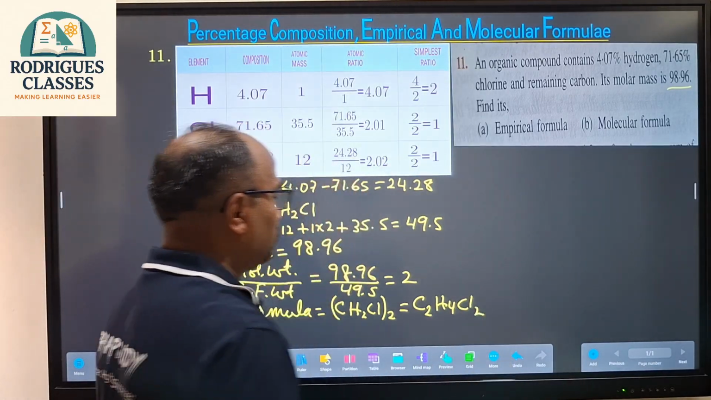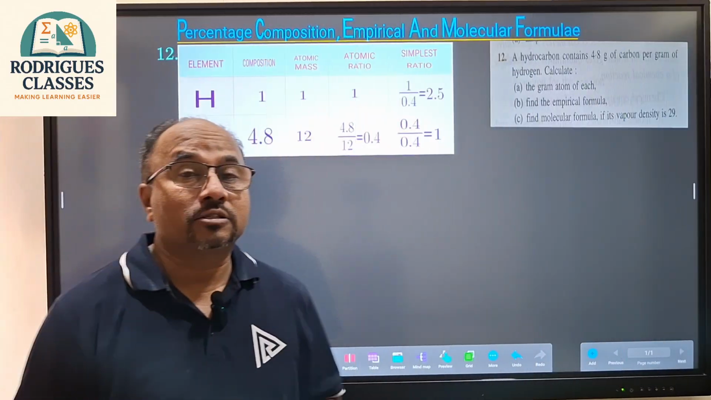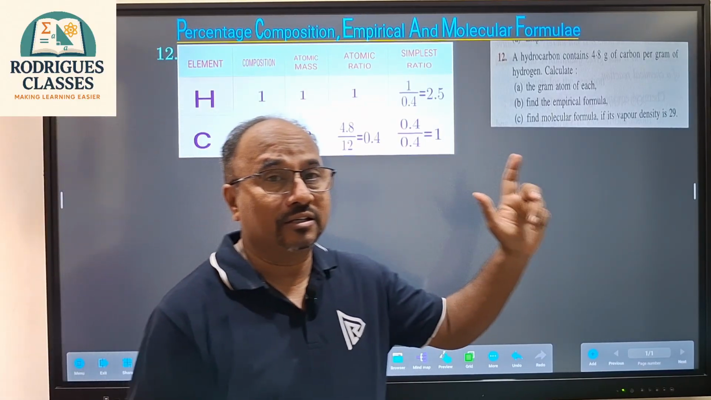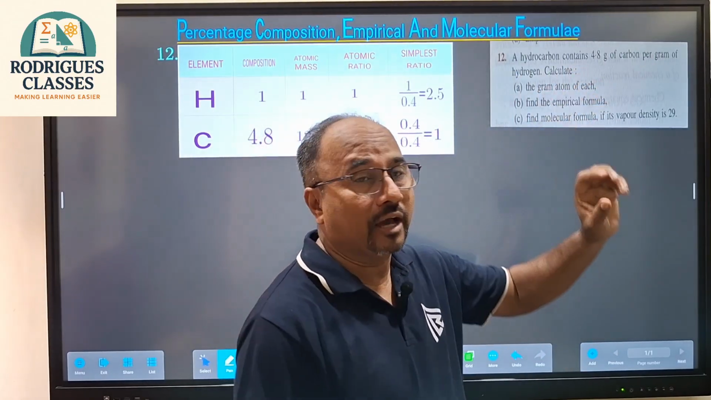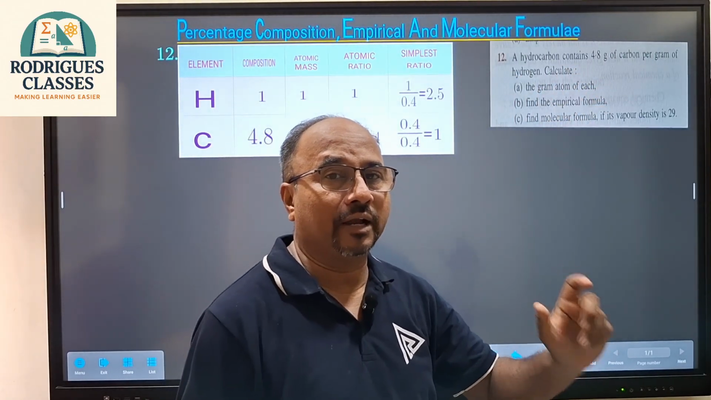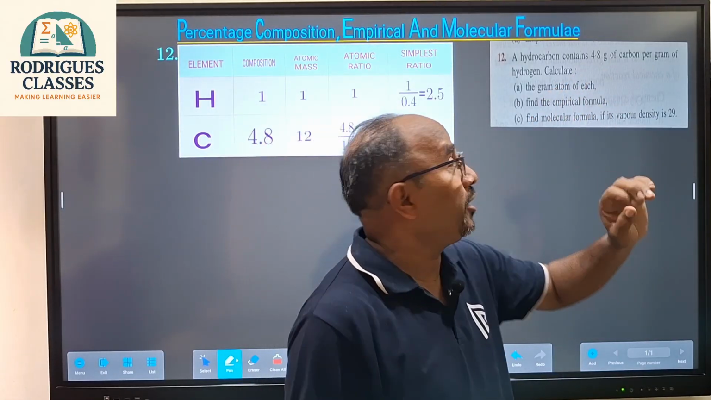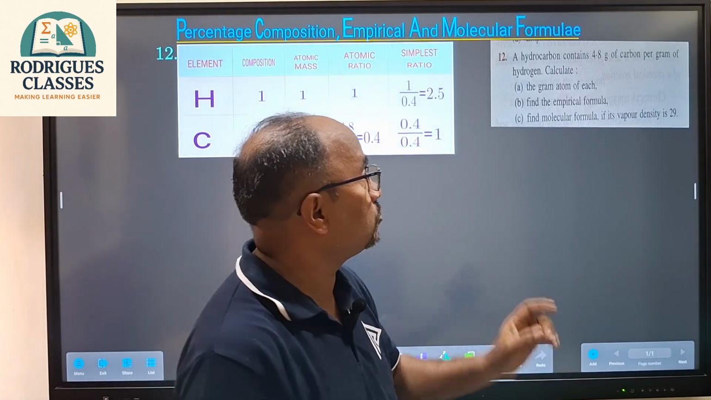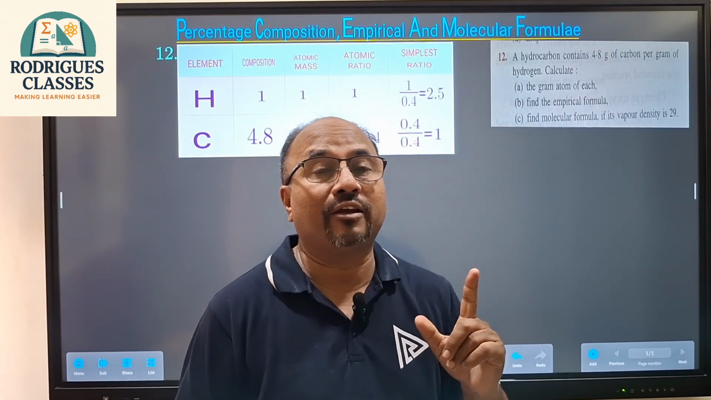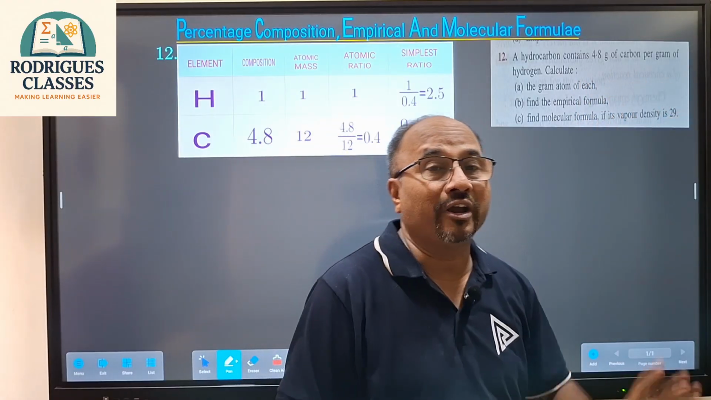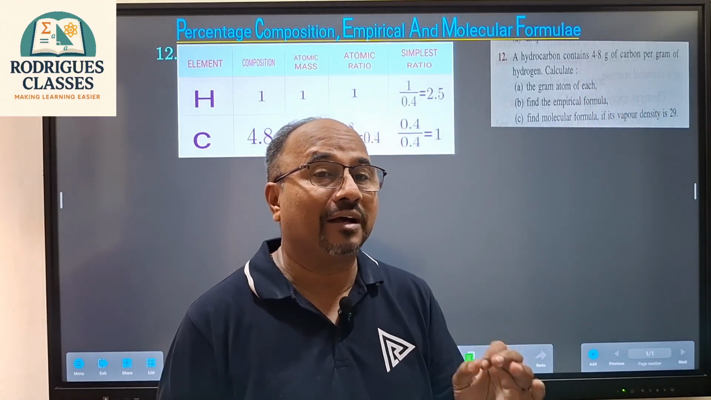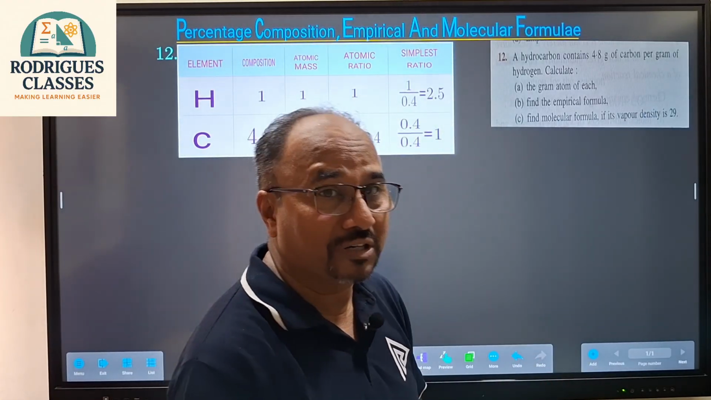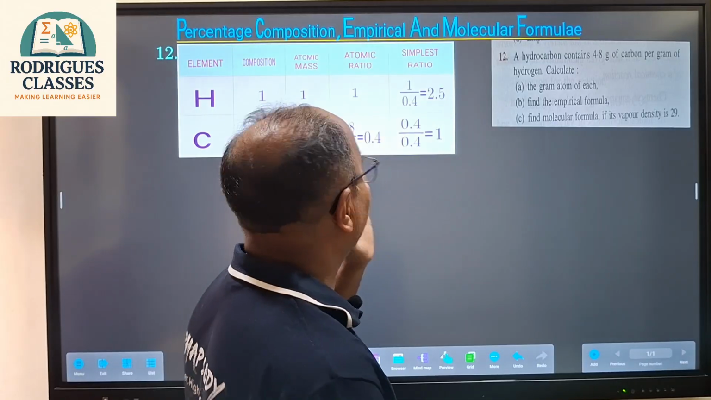Now let us come to numerical number 12, which is slightly different. So take a look and understand what it says. A hydrocarbon, so a compound with carbon and hydrogen only, contains 4.8 gram of carbon per gram of hydrogen. So here it is told that if you take 1 gram of hydrogen, it will have with it 4.8 gram of carbon. So here the masses which are present in the element are told, it is not told in terms of percentage. So we can take that value also and solve it.